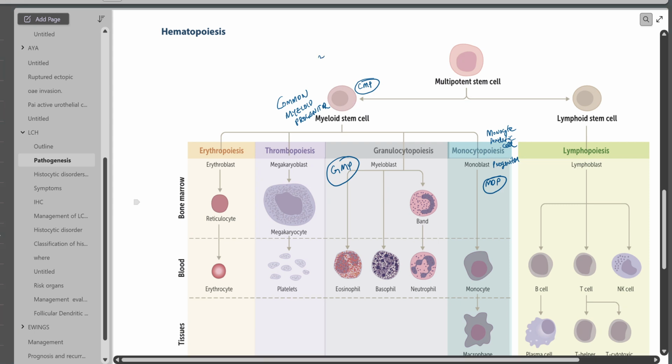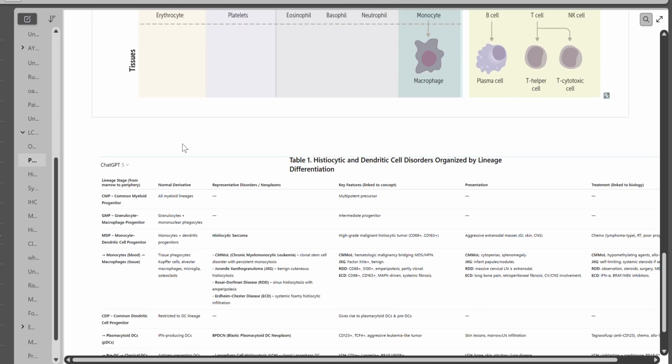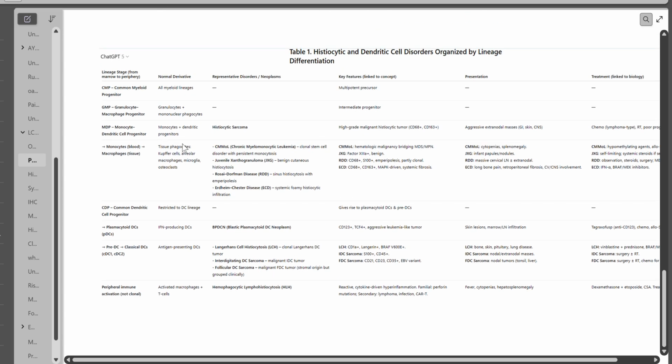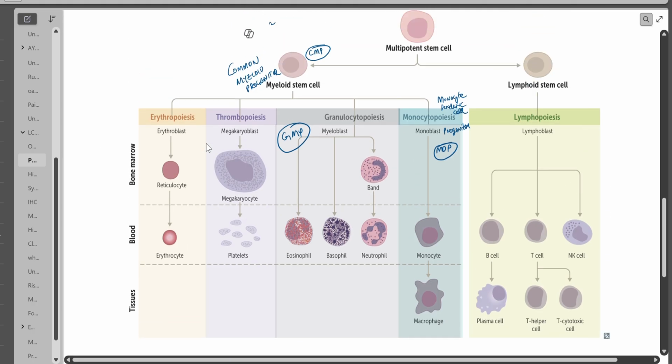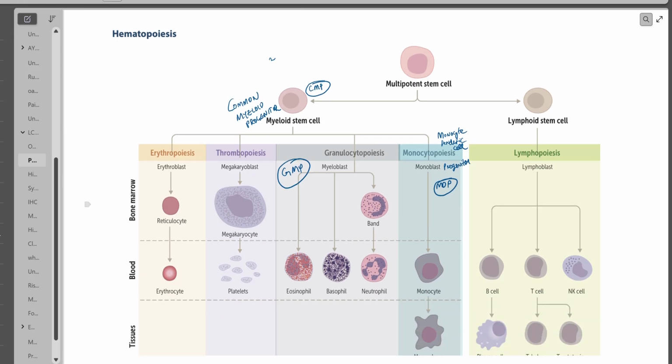Going to discuss histiocytic disorders and Langerhans cell histiocytosis. Now, the thing is that it's a very difficult topic to understand for everybody because you don't understand the basics. So, let's go to the basics.